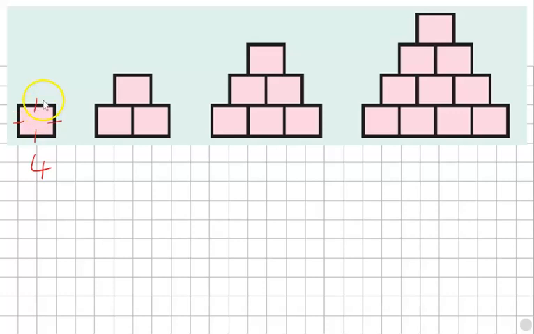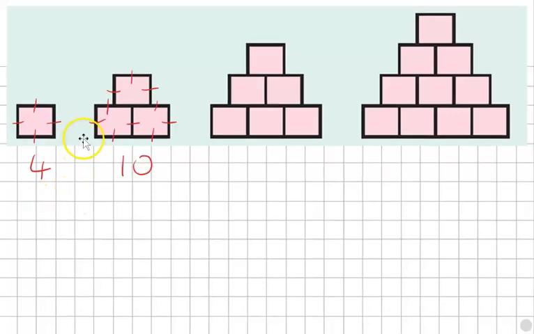So I put a little dash in red to indicate each matchstick because it can be hard to count them because they're on top of each other. So we can clearly see there are 1, 2, 3, 4 matchsticks forming the first pattern. And then we have 10 matchsticks forming the second term.